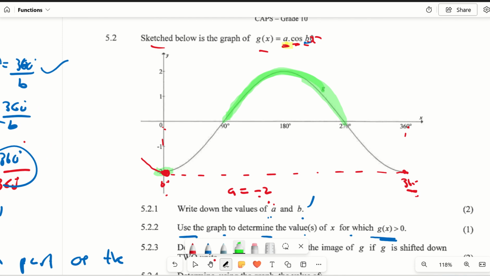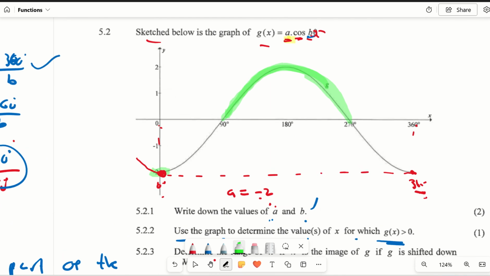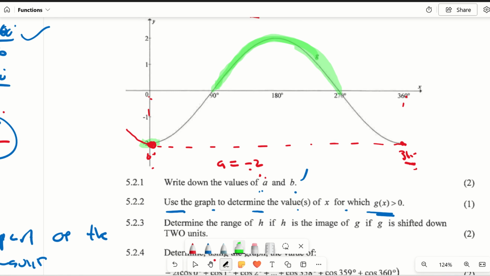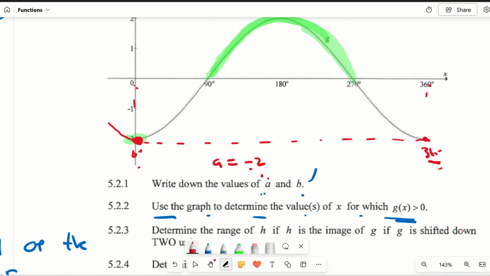Now, in an exam, you're not gonna draw that thing. You're not gonna highlight it. You need to represent that highlighted area mathematically. So how do you do that?